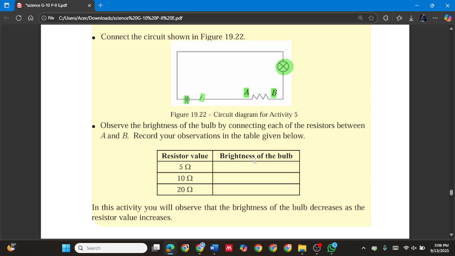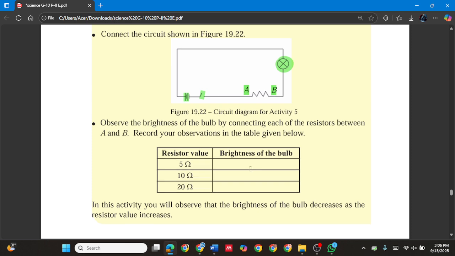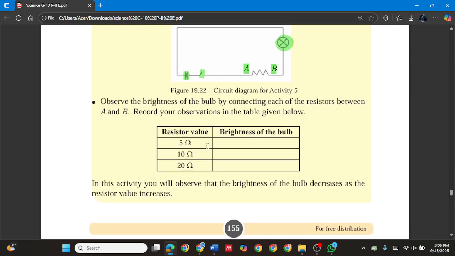The brightness should be decreased. So in the first scenario, it should be the brightest bulb. Then the second one should be lower than the first one, and the third one should be the lowest. Okay.